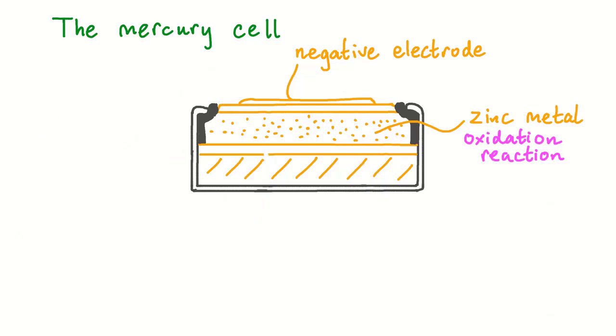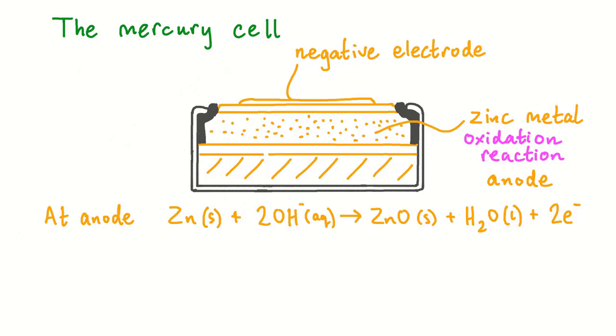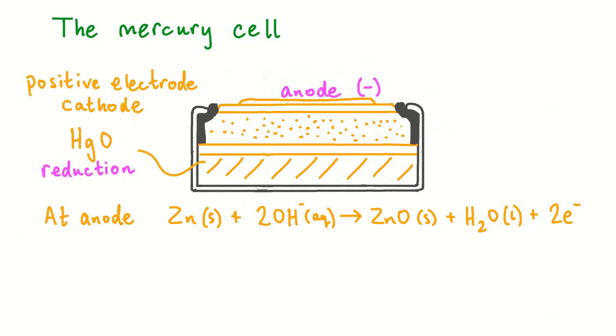Now let's take a look at the chemical reactions occurring in this cell and the voltage that it generates. At the anode or negative electrode in this cell, electrons are lost. An oxidation reaction occurs. Zinc metal is oxidized to zinc oxide. At the positive electrode or cathode in this cell, mercury(II) oxide is involved in a reduction reaction.